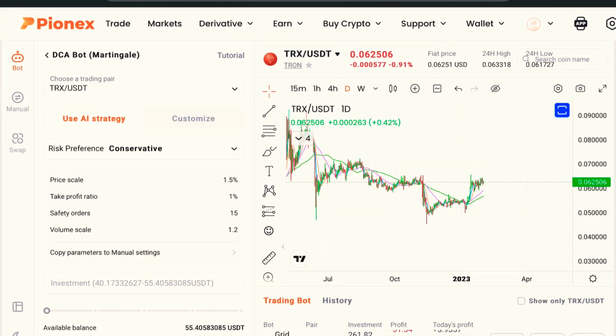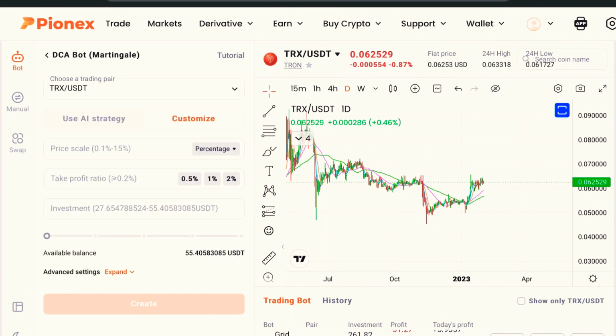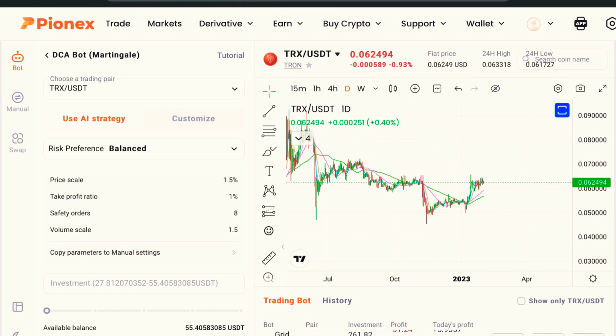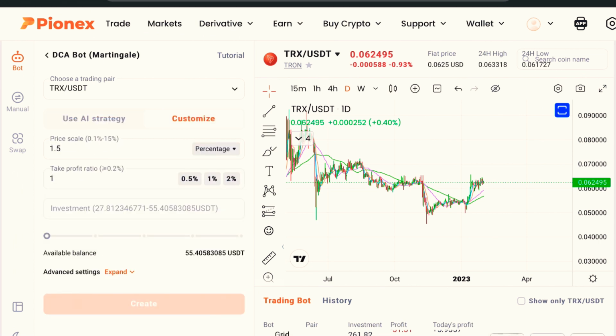I have described what price scale, volume scale, and safety orders are in the previous video, and please make sure that you go and watch it for the important factors that you should learn. Now, coming back to the settings, I would advise, if you are quite new, go with the AI strategy, but if you want to customize it and go by your own guess, you can easily do it as well. When I go to my customized settings, what I usually do is click this copy parameters to manual settings. So these parameters will be copied, right?